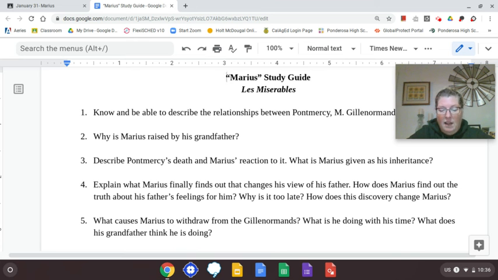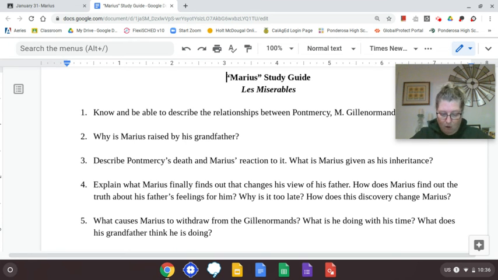He is given a letter at his father's death. And the letter does two things. It gives Marius, Pontmercy has nothing. He owns nothing. He has no money. So he has no inheritance to give his son. But he gives him this letter and says, I have the title of Baron. It's like an honorary title. And so I'm passing that on to you. That's what I can give to you. You can use my title.